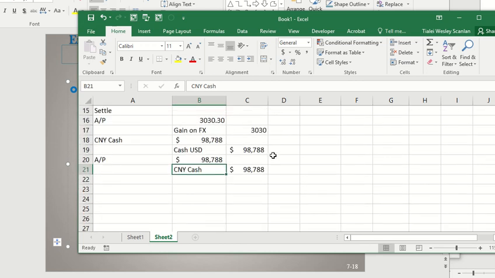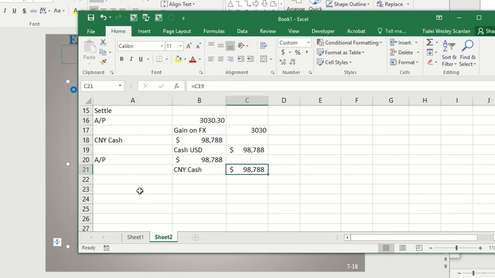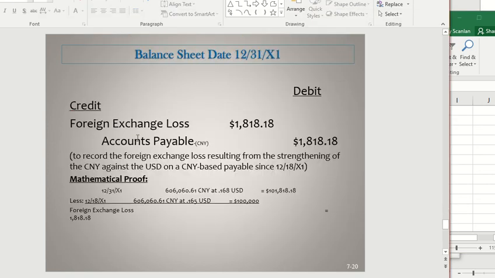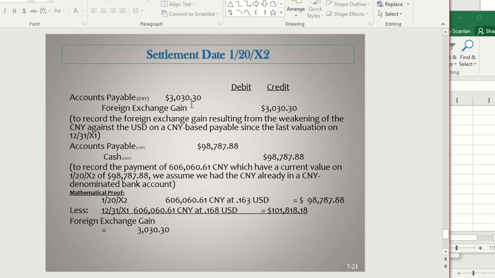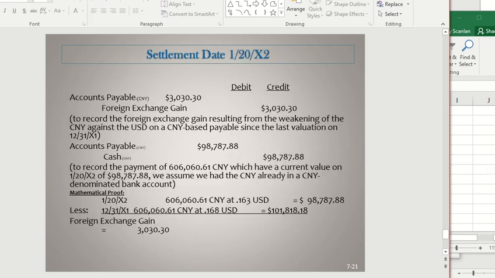I don't know if we focus a ton on changing at the bank, changing the cash for the right currency or not, but it's definitely a factor that you'd have to take into account to go to the bank and change it. And we can see these entries. We have the consulting expense. First we had the loss, then we had a gain, and then we finally paid out that payable in CNY, right? But we had to get CNY first from the bank. And so that's the main points that I want you to think about as we go into chapter 7.